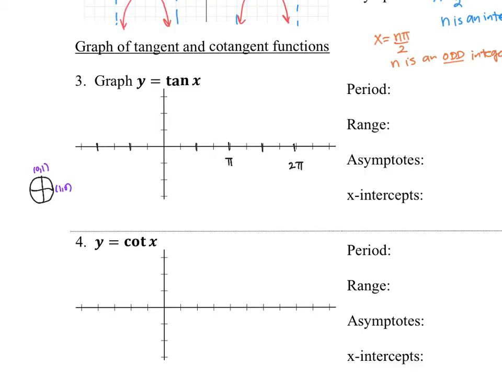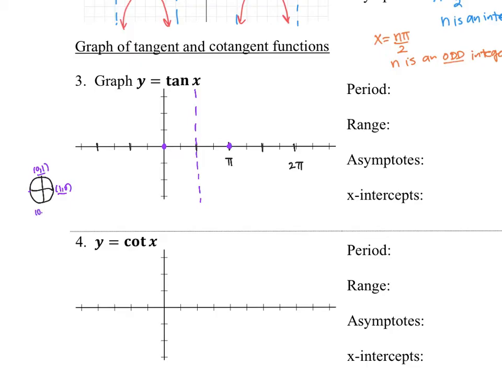Okay, what is tangent? Tangent is the y over the x. So at 0, 0 divided by 1 is 0. Now I go to pi over 2. 1 divided by 0 is undefined. Now I'm going to go to pi. 0 divided by -1 is back to 0.